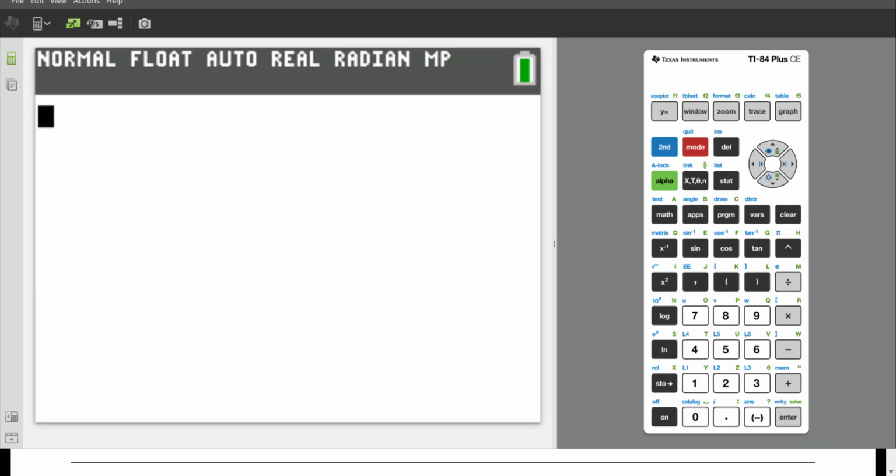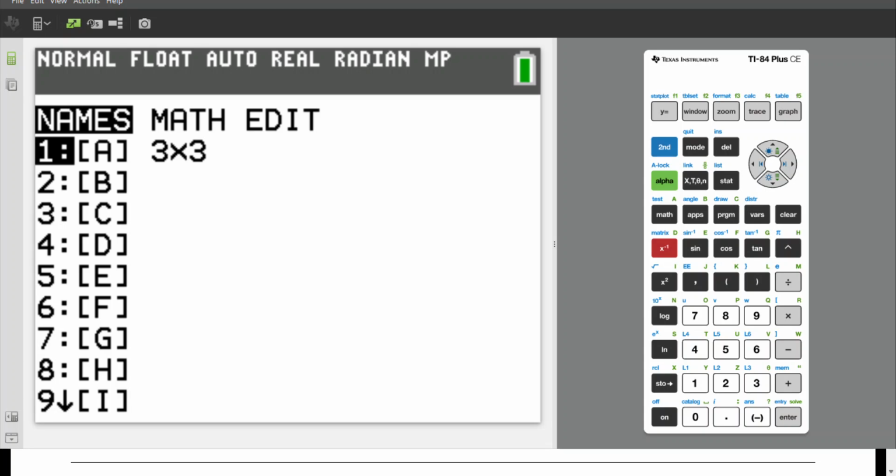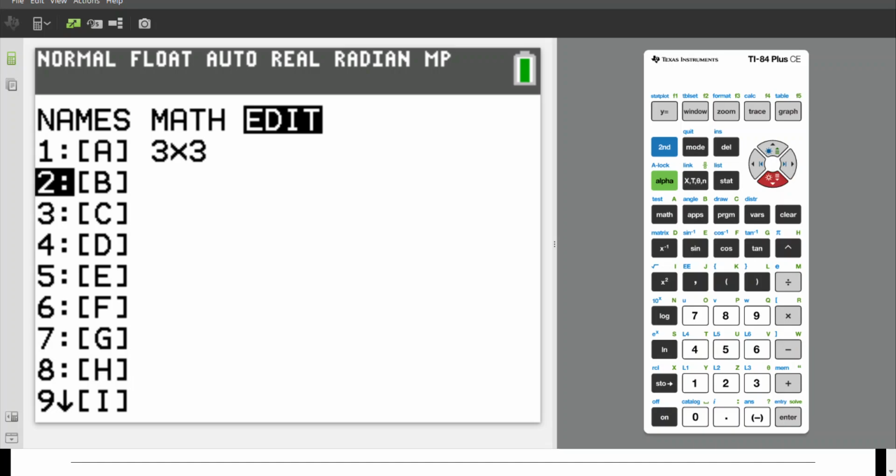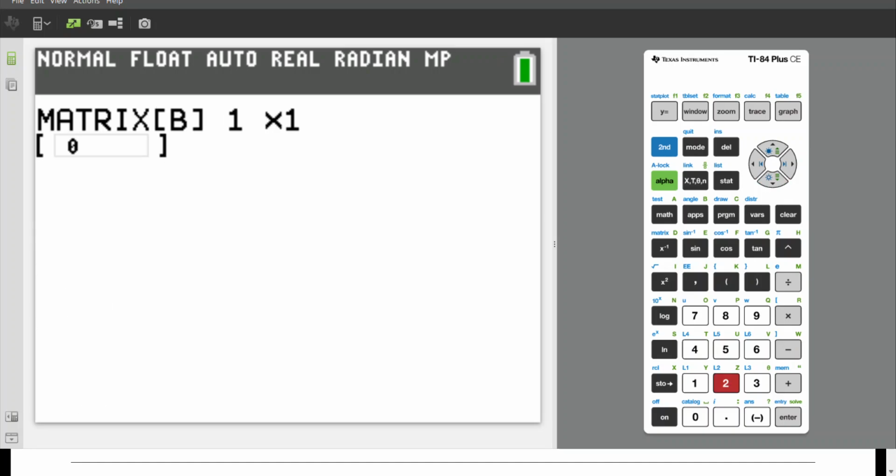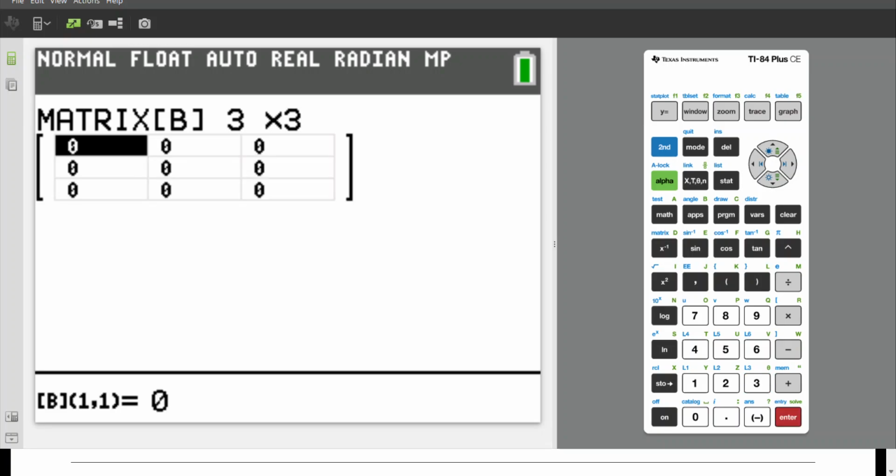Again, I need to go back and edit another matrix. I click the second key, then the matrix button, which is the same as the x to the power of -1 button. I'm going to use my arrows left and right to go to edit, but I want to put a new list of numbers in a different name. I want to save them under the name B, so I can click down and click enter, or very quickly on my keyboard I can type in 2, and it will take me straight to matrix B, as you can see. The original size is always 1 by 1, so I have to modify it and tell the calculator that my size is 3 by 3.